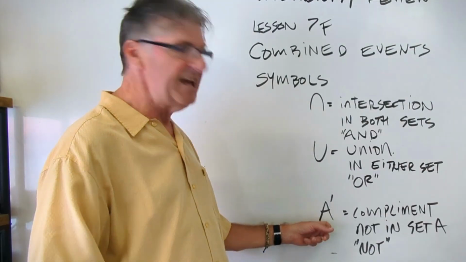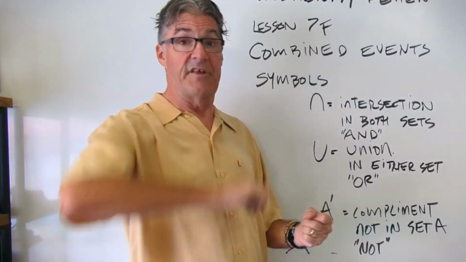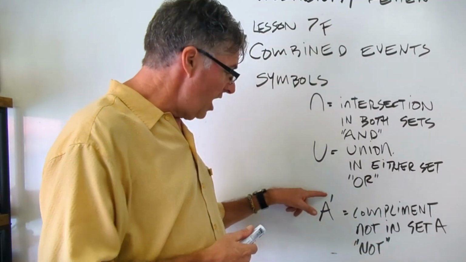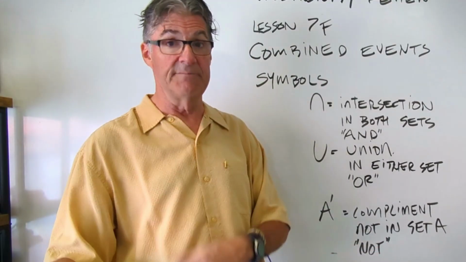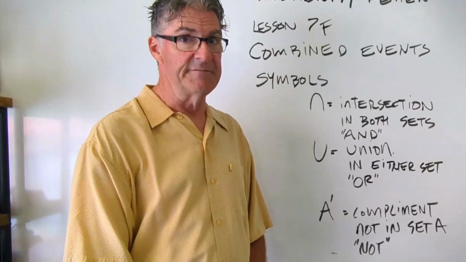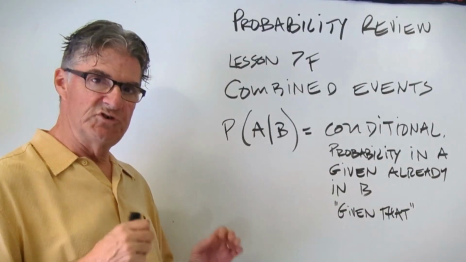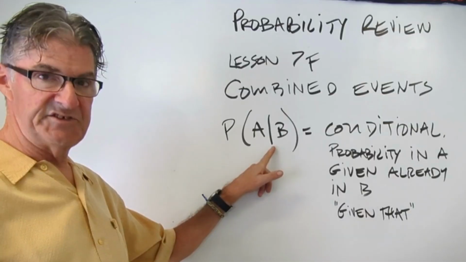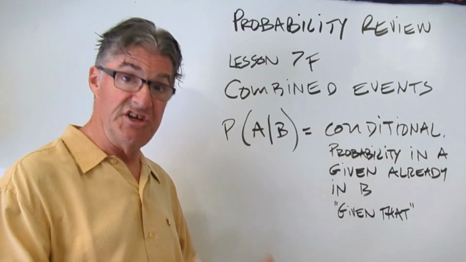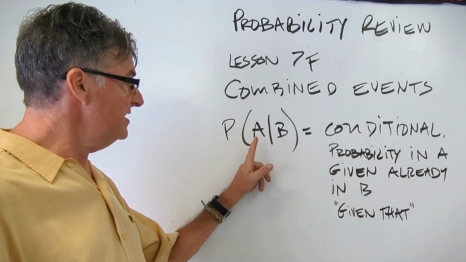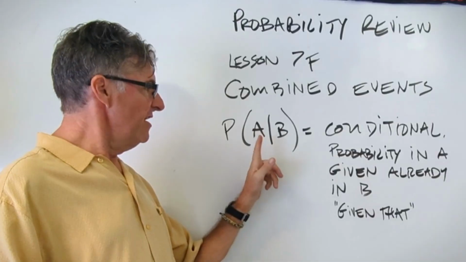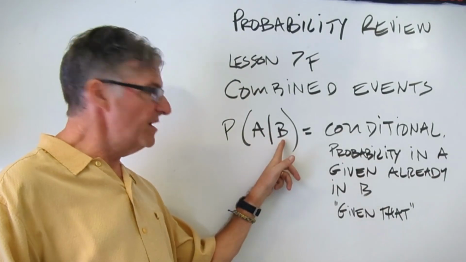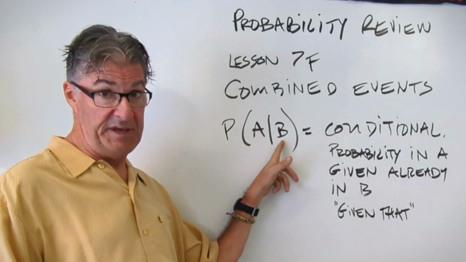Okay, so if set A has all these items and then there are other items in the whole sample space, then the complement of A is all those other items that are not in A. Okay, one last symbol and then we'll do just a few problems here. This vertical line is sort of the "given that." It's a conditional probability. The way you read this is: what is the probability of A happening given that our event already satisfies the condition of B.